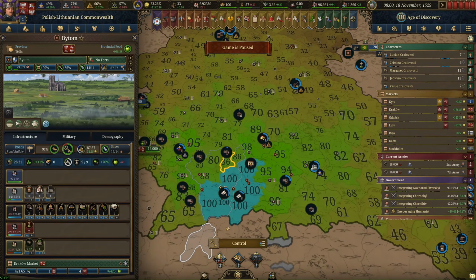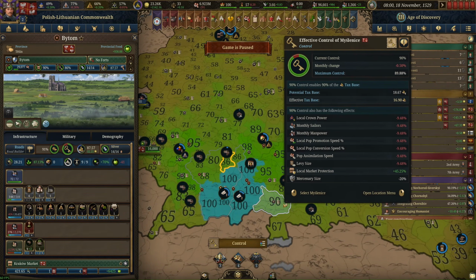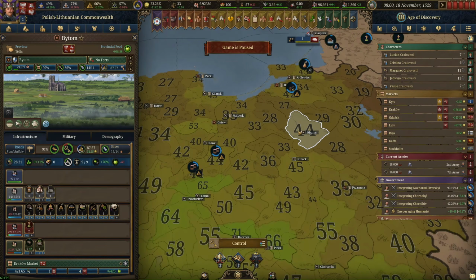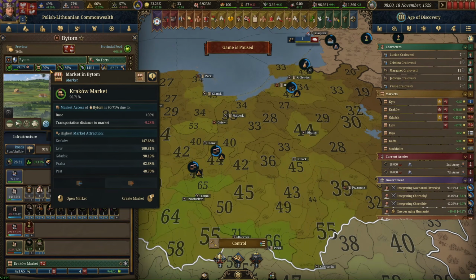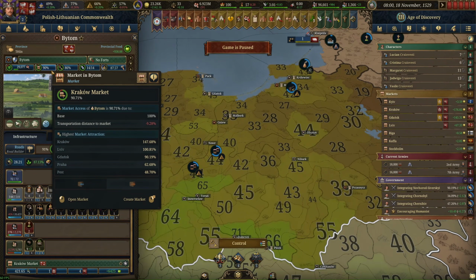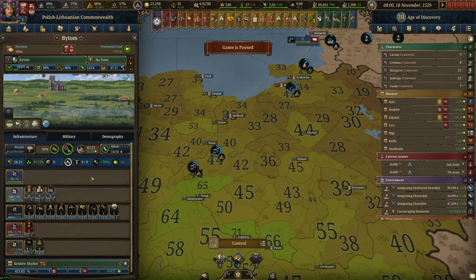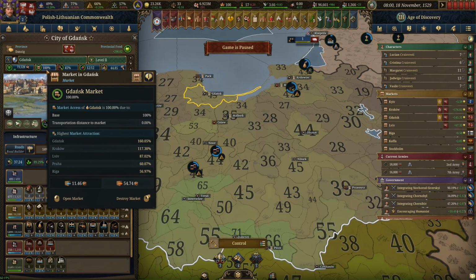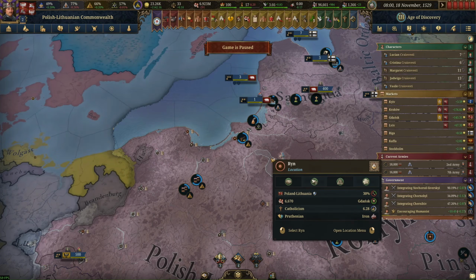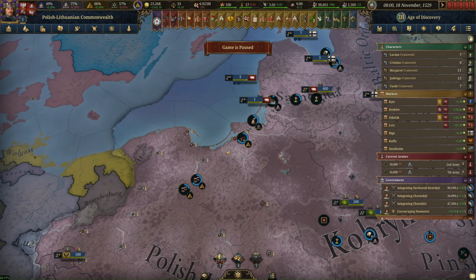Because originally your entire production hub will be located where you have high control and high market access, and you will avoid producing in places with low control. Because even if the buildings there have 100% market access, meaning no production penalties, low control will reduce your tax income. Another situation in which I would consider creating a new market occurs in border regions.